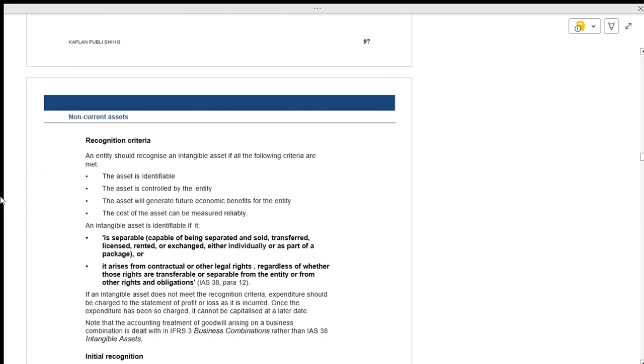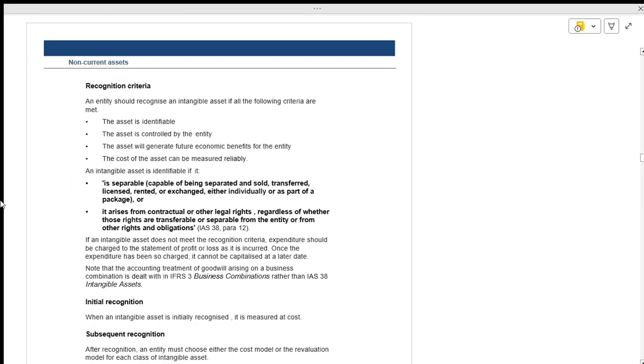How does it have to be recognized? You have the definition, the recognition criteria, valuation, then the concept, then the application, then the disclosures. This flow will be there in all the cases. An entity should recognize intangible assets if the asset is identifiable, if you have control over it, it will generate future economic benefits, and more importantly, the cost of the asset can be measured reliably.